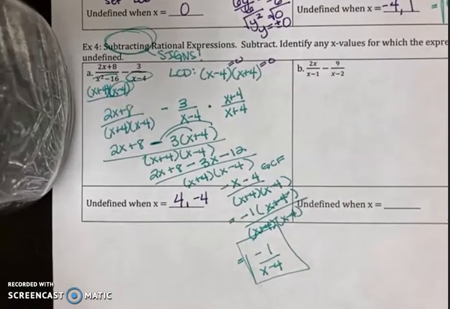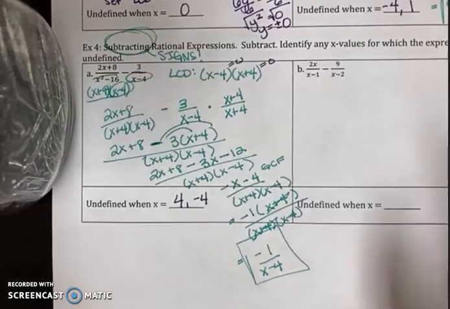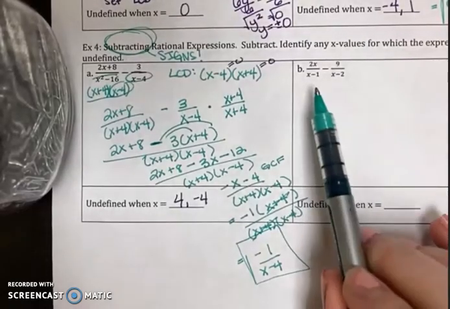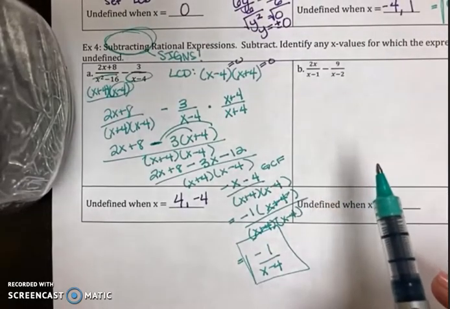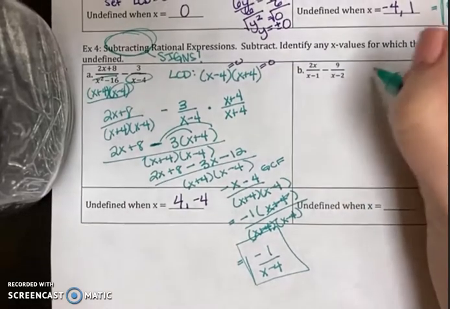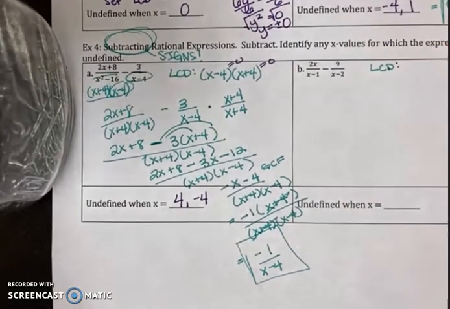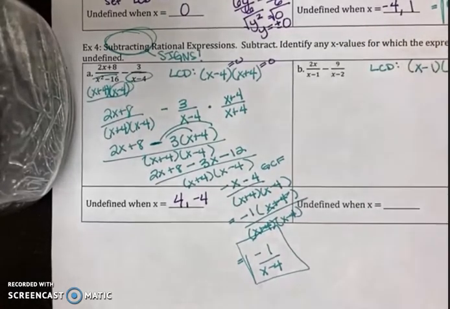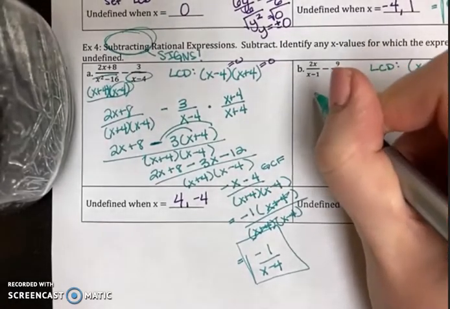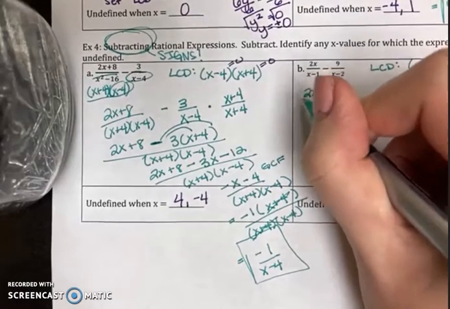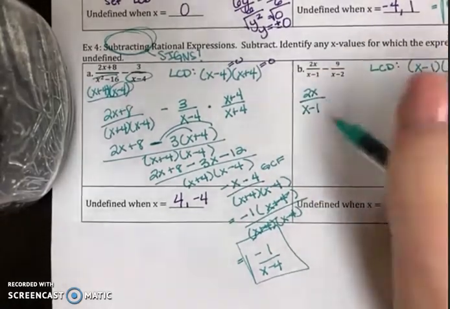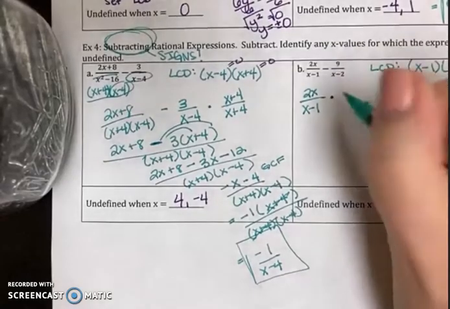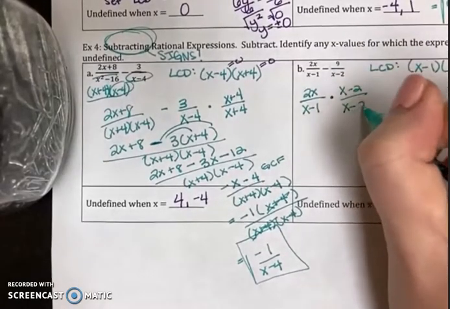Okay, part B of example 4. We need to first see if we can factor the denominators, which we cannot. And then we're going to identify what the least common denominator is. Normally we say we multiply the similarities by the differences, but there are no similarities. So we just need to multiply the two different binomials together. That means I'm going to have my first term, the 2x over x minus 1. I need to multiply that by x minus 2 over x minus 2.